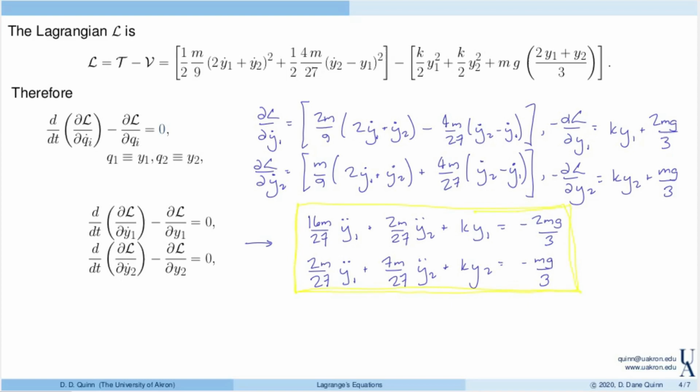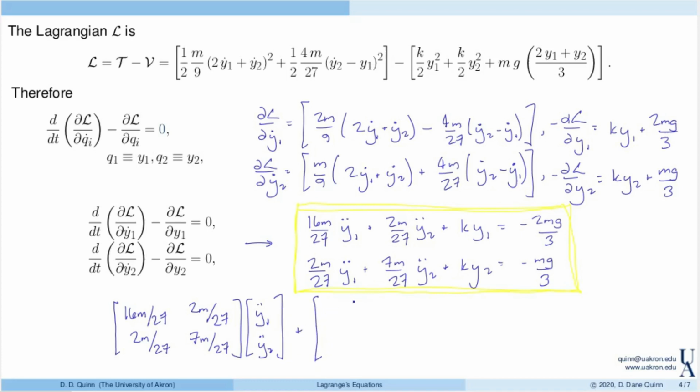In order to solve this, we need to solve a related eigenvalue problem. And part of that is identifying the mass matrix. So writing this in matrix form, we get 16m over 27 and 2m over 27. Those are the y1 double dot terms. Then 2m over 27 and 7m over 27. Then y1 double dot, y2 double dot. So these are the mass times acceleration terms.